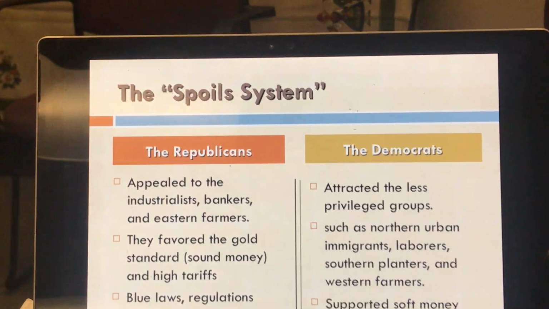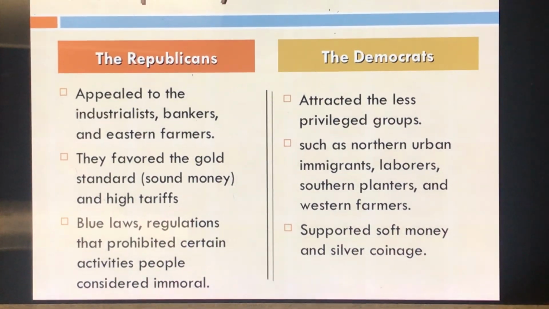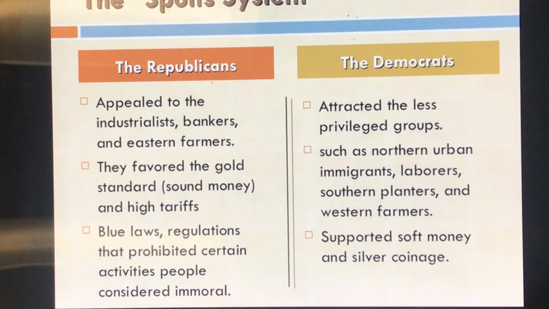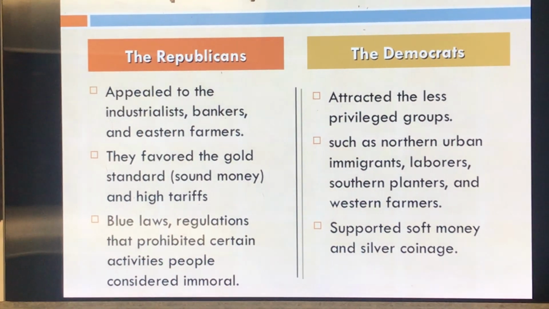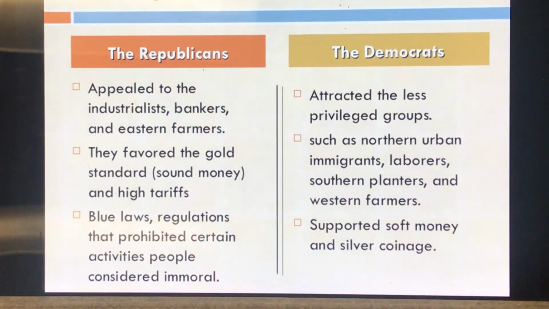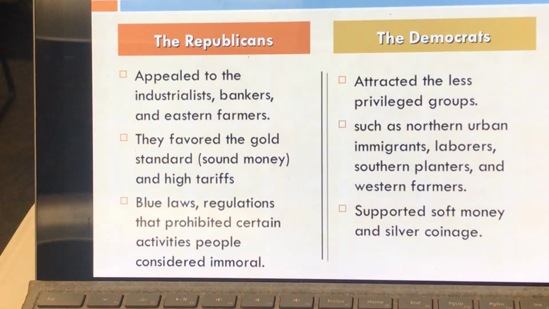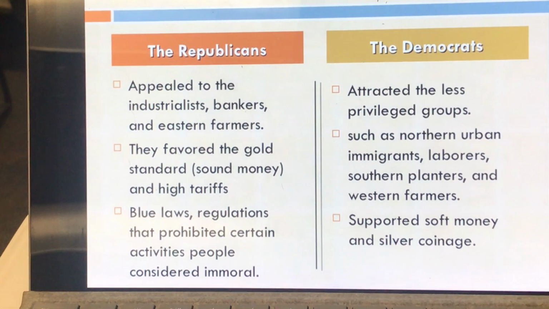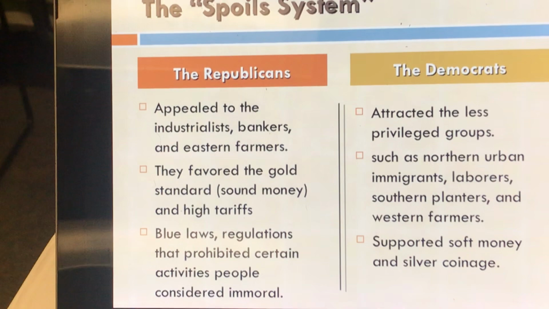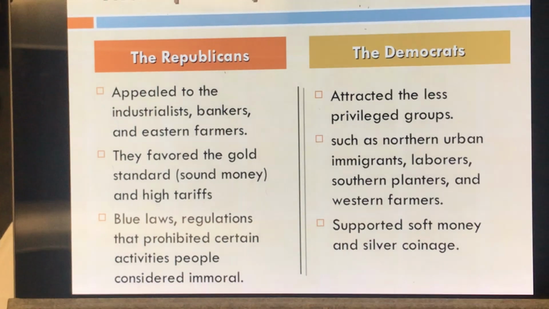So the two parties, who they appeal to is going to begin to be redefined. The Republicans are going to appeal to industrialists, bankers, and Eastern farmers. So these are going to be business people, bankers, and the Eastern farmers that have the large farms. They're going to favor the gold standard because they say it's sound money. Money's only good for the amount of gold that we have. And they favored high tariffs because it protected their businesses. They also favored blue laws, which were regulations that kept people from doing certain activities that were considered immoral, things like shopping on Sunday.